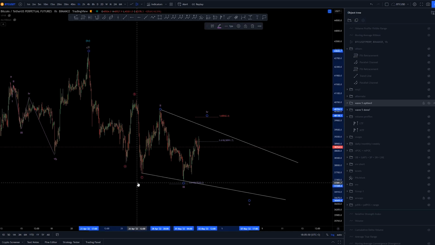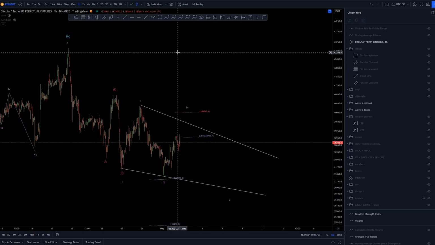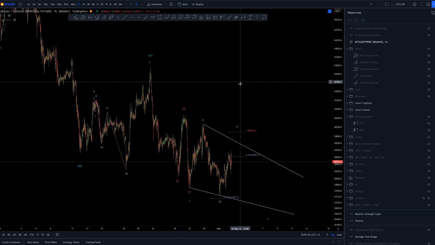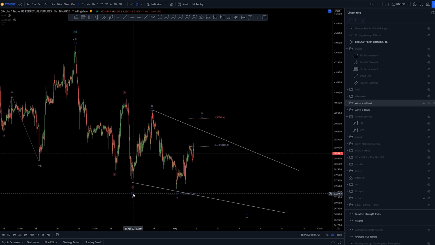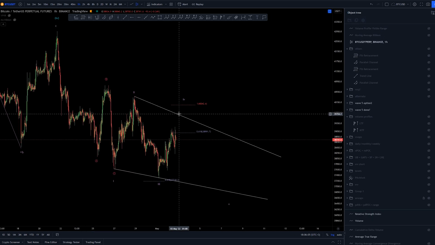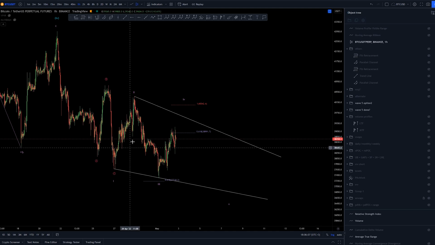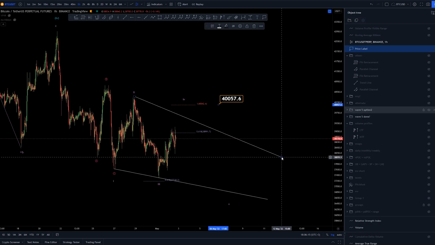But we can have just an A, B, C here, making a huge wave 1. But again, it is not really looking too good, but it is valid. Making the 1 here, 2, 3, 4. Wave 4 can't be longer than wave 2, therefore we have the invalidation here at 40k. So if price goes higher than that one, we are just going to be invalidated with this idea.